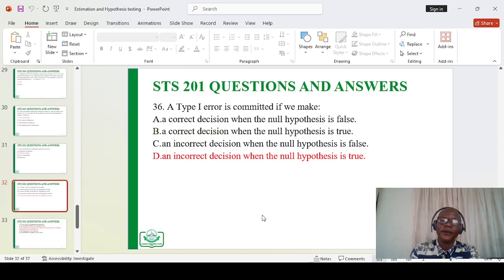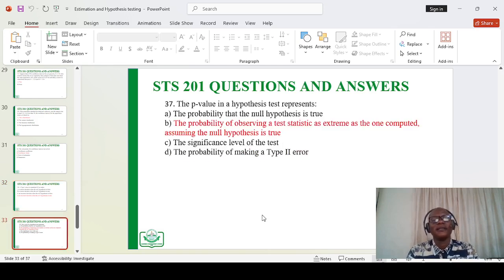A type 1 error is committed if we make an incorrect decision when the null hypothesis is true. That is what is referred to as type 1 error. So D is the correct answer. The p-value in hypothesis testing represents what? It represents the probability of observing a test statistic as extreme as the one computed, assuming the null hypothesis is true. So B is the correct answer.